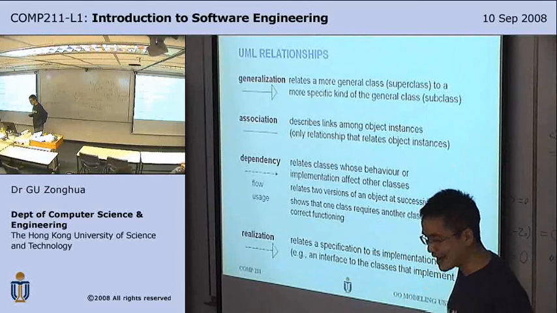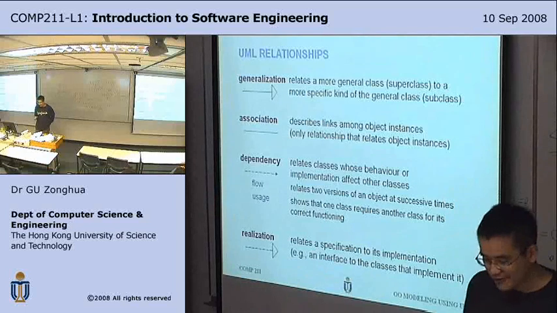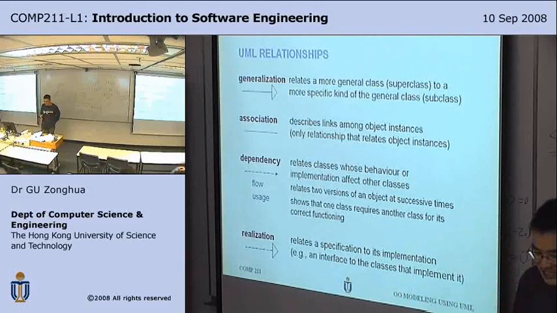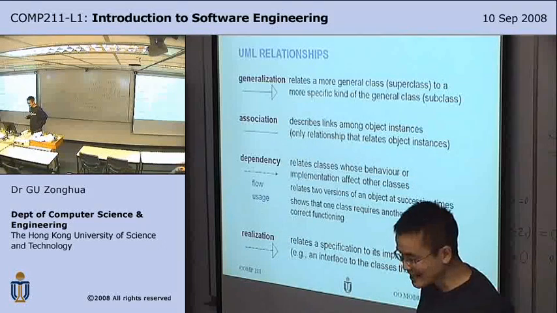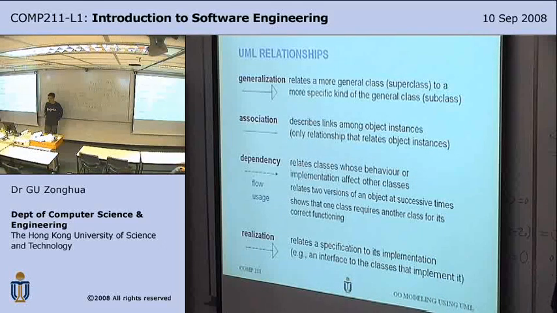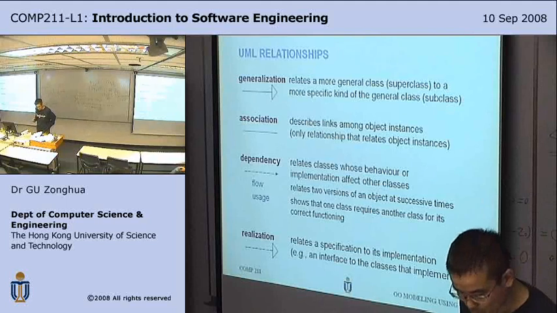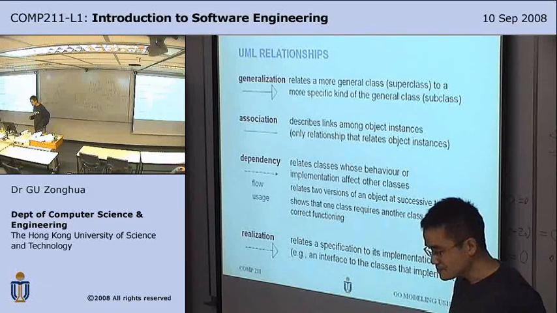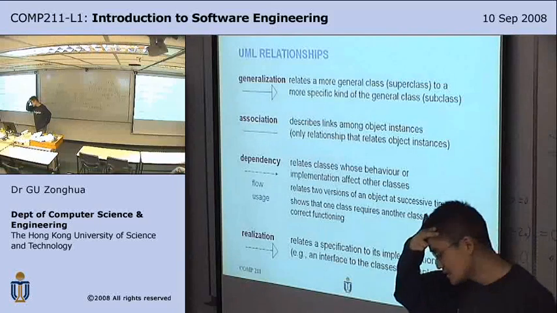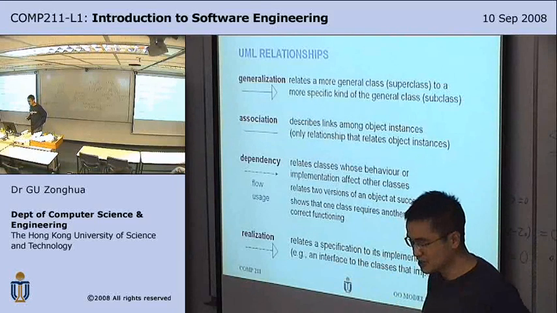Usage means that one class requires another class for its correct functioning. So it is frequently used to represent implementation relationships, such as code level relationships. That is, say, one class really needs to call the APIs of another class.